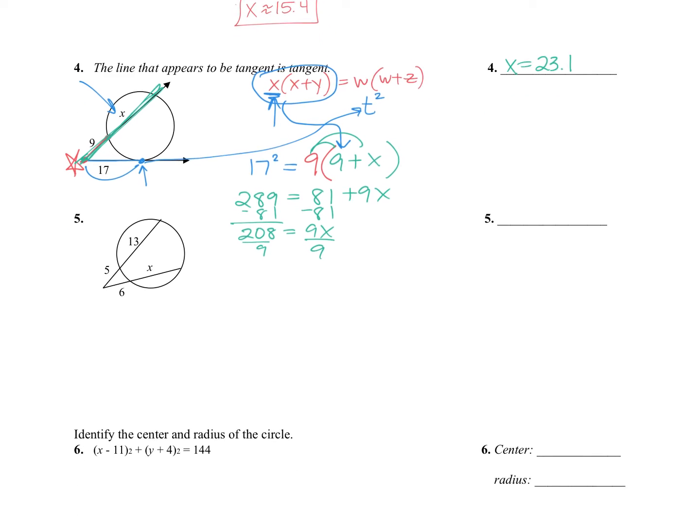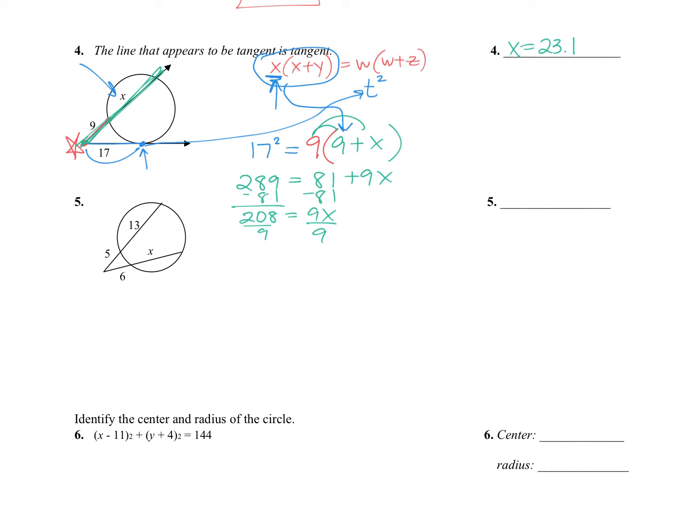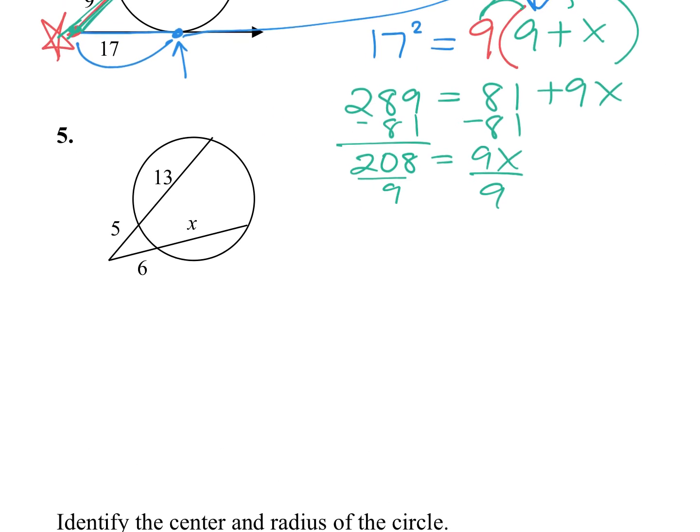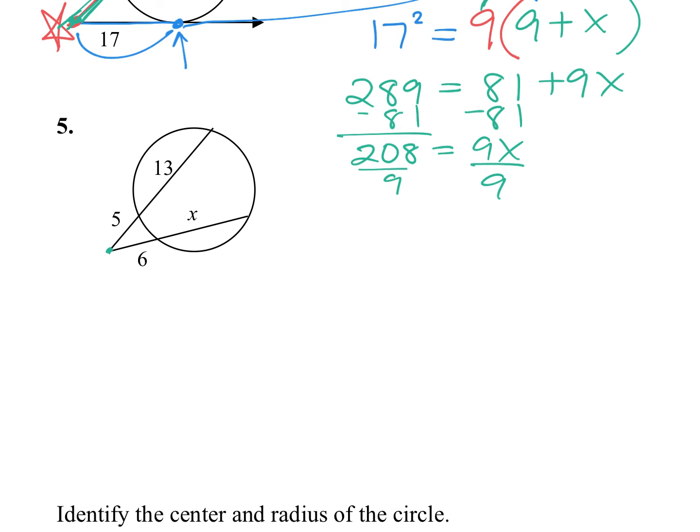Okay, number 5 is also very similar, but instead of having a tangent, now they're both this setup that we started with initially, right? So x times x plus y, and then w times w plus z, however you want to think about that. So let's start with this one. If I go from the point to the circle, it is a length of 5. What is the distance from that point to the other side of the circle? 5 plus 13, or you could just call it 18. You're welcome to do that if you want.